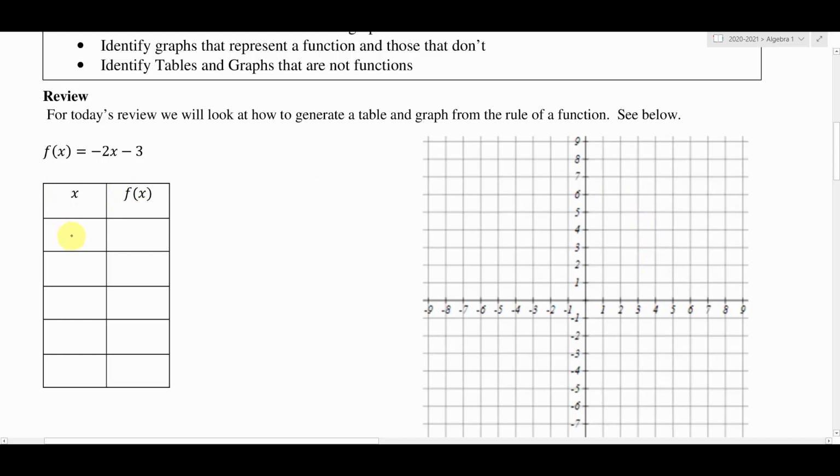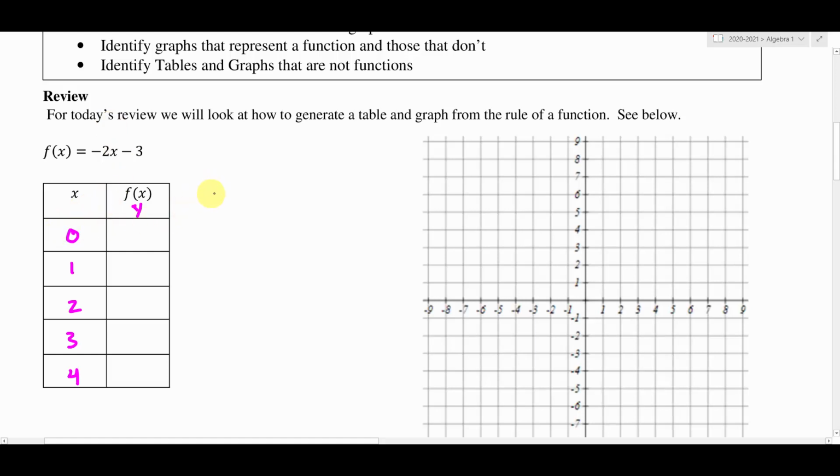So for my table here, I'm going to put in x equals 0, 1, 2, 3, and 4, just to get some x values going. You might not even choose the same x values that I do. Maybe you choose some different ones, and that's okay. But I'm just going in order here to keep it simple. Now to figure out f of x, or our y value, I need to take my x values and plug them into the rule.